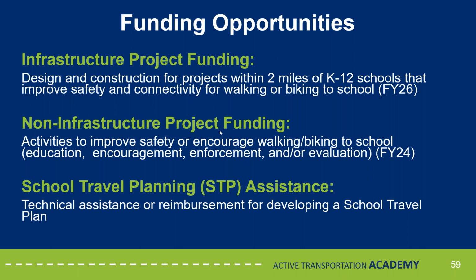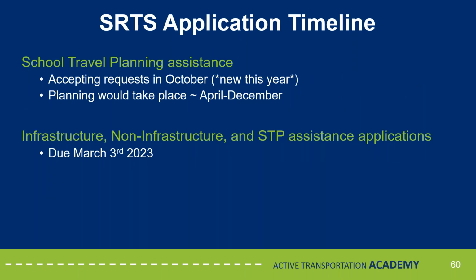The second type of project is a non-infrastructure project. Funding is available for activities that improve safety or that encourage walking and biking to school through things like education, encouragement, enforcement, evaluation. This funding is available immediately, in fiscal year 24, in time for the next school year. And then lastly, the program also provides some funding for assisting with school travel plan development, whether we provide consultant assistance to help a community or whether we reimburse a community for developing a school travel plan if they need to hire somebody to help them.